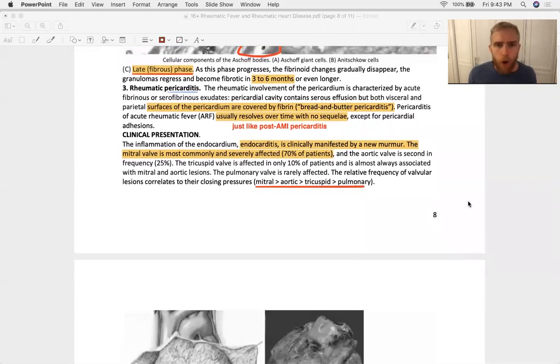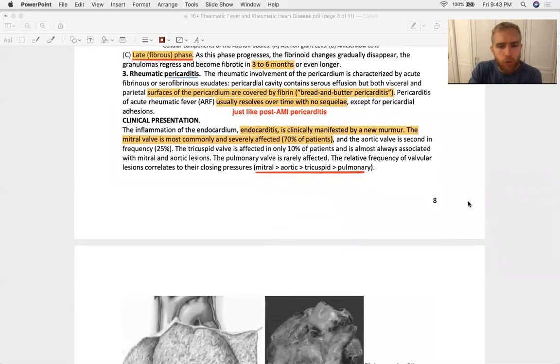So anything that involves valves obviously involves the potential of development of a new murmur, and you ought to know how to recognize different murmurs, and you ought to be able to predict the ramifications of that murmur if expanded in time. And you ought to know that the mitral valve is the most commonly affected valve, followed by the aorta. And the right side of the heart is only going to be affected in about 1 out of 10 patients, and it's always associated with left side involvement too.